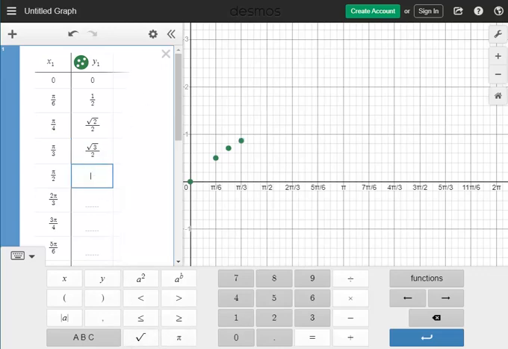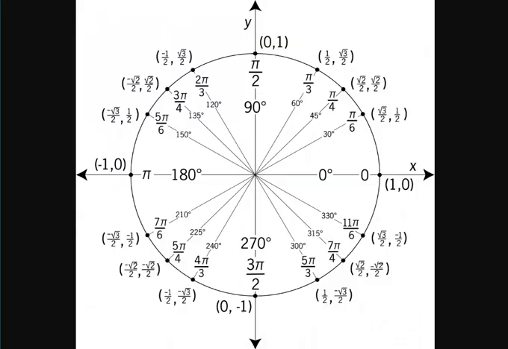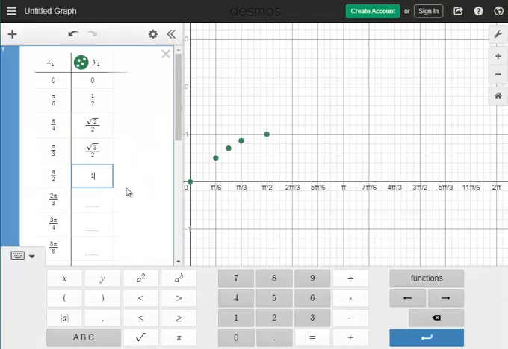And for pi over 2, we get 1. So far what you notice is this is an increasing function. Starting at 0, the points are going up. Now what you'll notice is that it definitely doesn't look like a straight line. As I start getting closer to pi over 2, it definitely starts to taper off a little bit. Let's see what happens next.